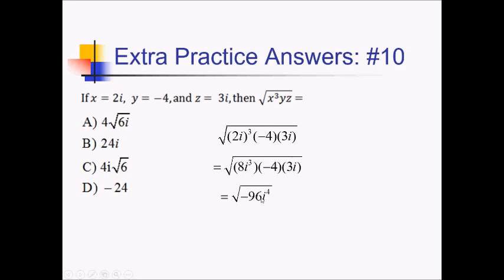i to the 4th, I know, is really just 1, because if you divide 4 by 4, you get a remainder of 0. i to the 0 is 1. So this is just the square root of negative 96 times 1, or just simply negative 96 in the square root. Now I know to simplify that I have to take out that negative as an i. So I'm going to rewrite this as i radical positive 96. And you still have to simplify 96 because there's perfect squares that go into that. So I can split that up into 16 times 6. The square root of 16 is 4. So this is really 4i radical 6, which gives me answer choice C.